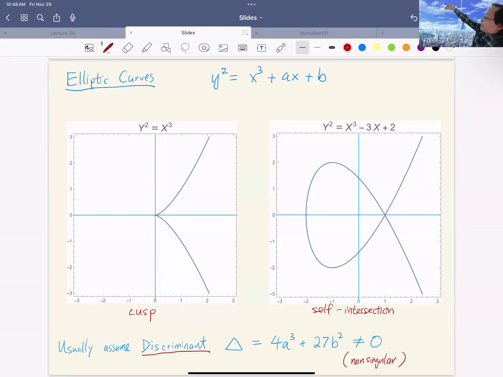Another easy observation is that this curve is definitely symmetric along the x-axis because y squared equals something. What do you expect? Y squared equals something is always symmetric about the x-axis. So when studying this curve, you just need to know what happens in the upper half of the curve. So that's the first motivation: every cubic thing is an elliptic curve.